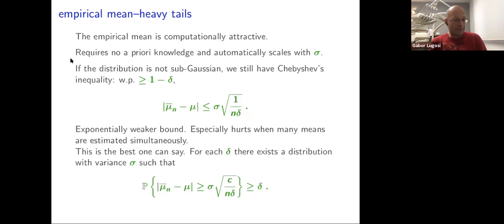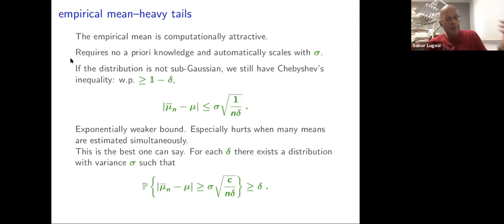So this is a serious issue, and it's easy to show that if we don't assume anything more than the second moment, then for the empirical mean you cannot do better than this. There's a lower bound that matches Chebyshev's inequality, and that's the end of the story, if we insist on the empirical mean.